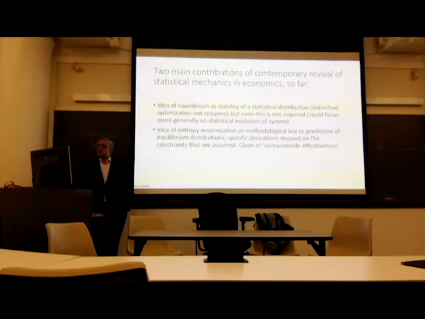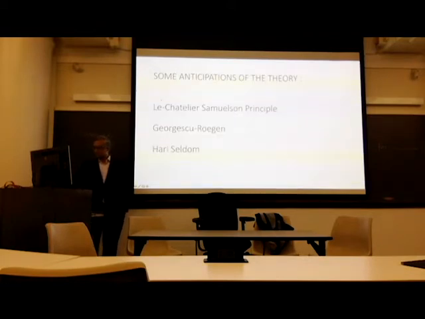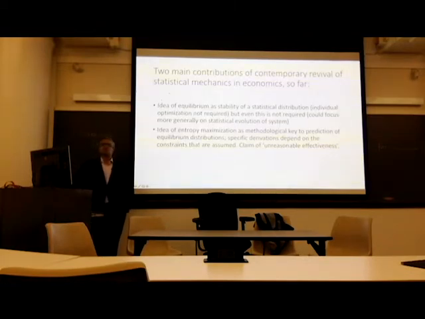But we could focus on statistical evolution of a system without positing equilibrium, right? In the way that agent-based models, for example, have as one of their claims that they can help us understand the evolution of a system without necessarily positing that an equilibrium is ever reached. And similarly, here we might be interested in the question of how a statistical distribution changes over time without necessarily positing that there is an equilibrium. But nevertheless, the idea of equilibrium, which is to say relative stability of the statistical distribution, has been at the heart of the contemporary revival.